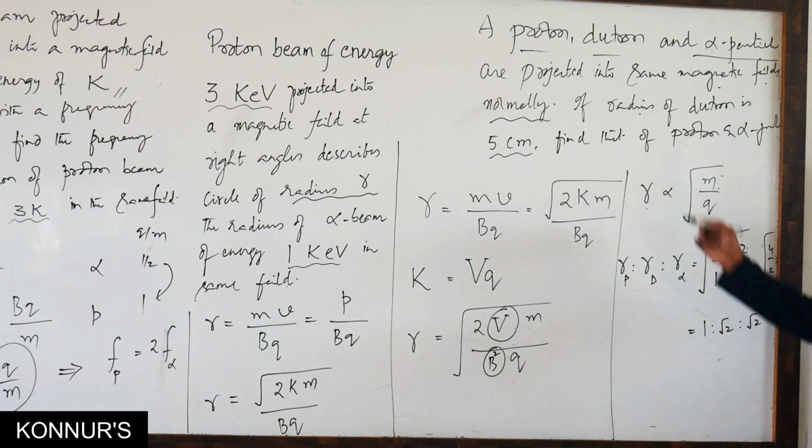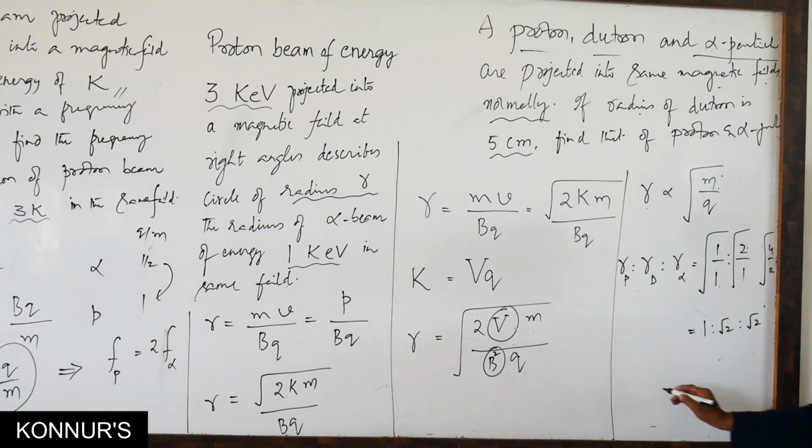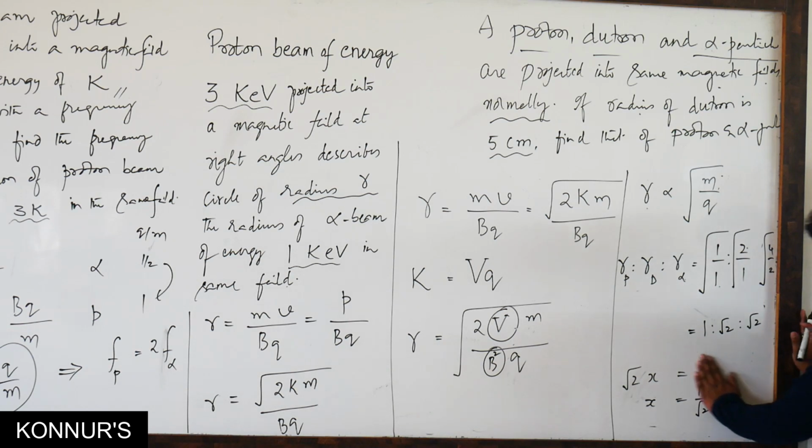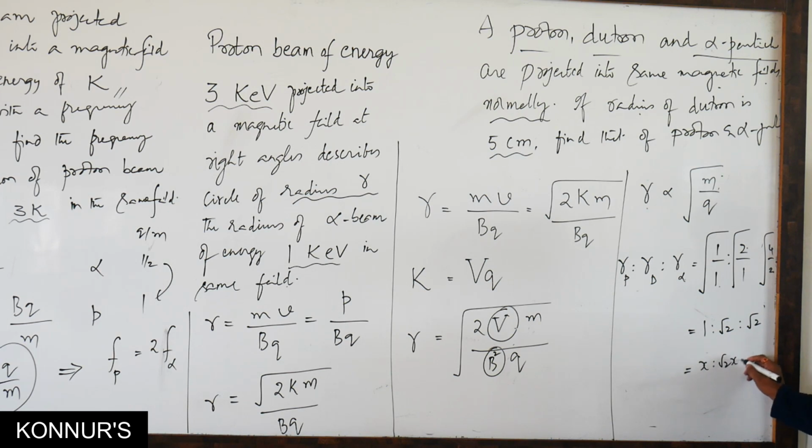Now in the given example, that of neutron is given. That means root 2 x is equal to R, so x is equal to R by root 2. Why am I taking that? Suppose this is x, this is root 2 x and this one is also root 2 x. So this shows that the radius of neutron and the radius of alpha particle are one and the same. Therefore, in the given question, for alpha particle also the radius of the circle described is 5 cm.